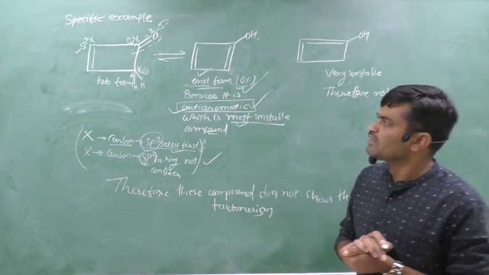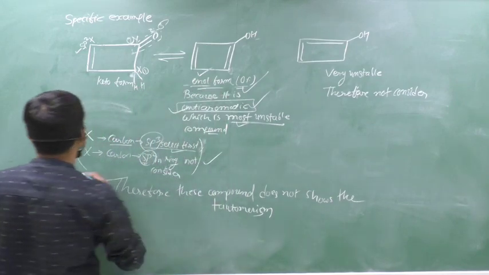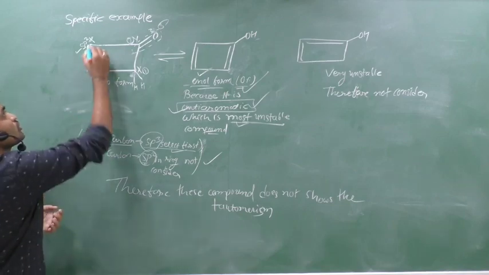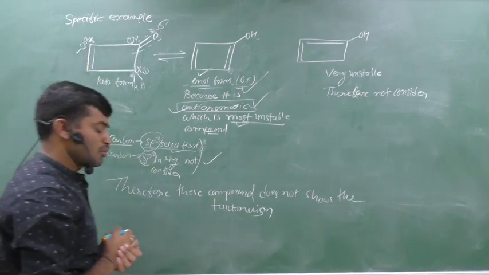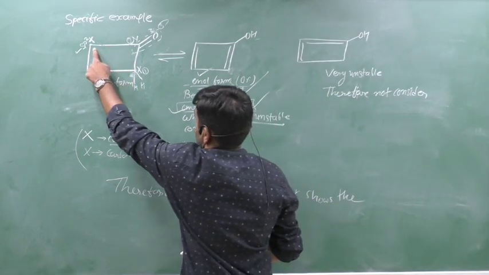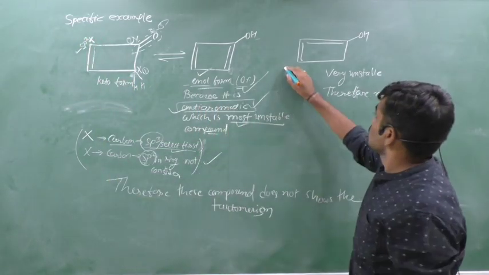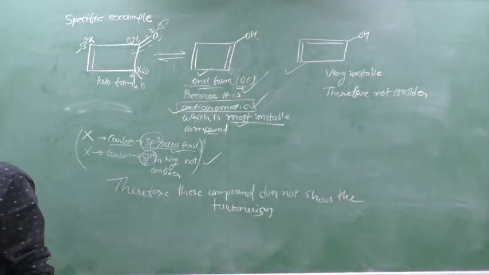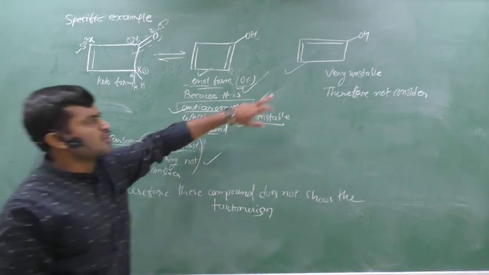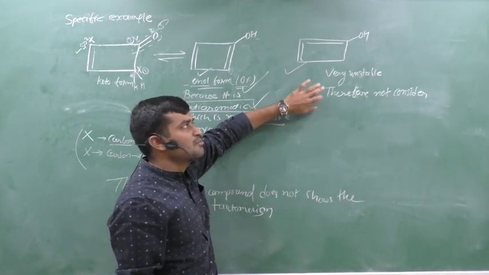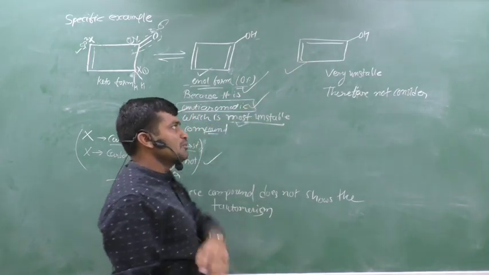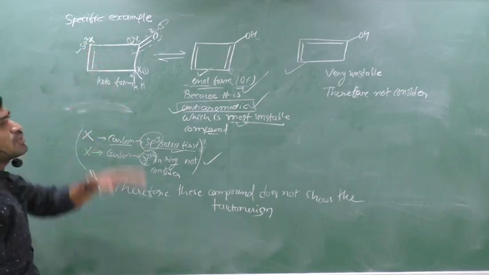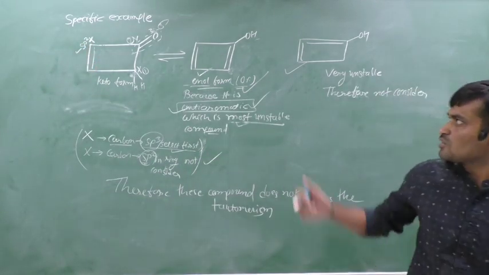But if anyone asks what the problem is in taking this carbon as X, the problem is that if you take this carbon as X, then the formed tautomer is like that, and this compound is very unstable. Therefore this compound also is not considered or does not form. So if you take X as this carbon or this carbon, tautomers do not form. Anyone can ask why this compound does not form.